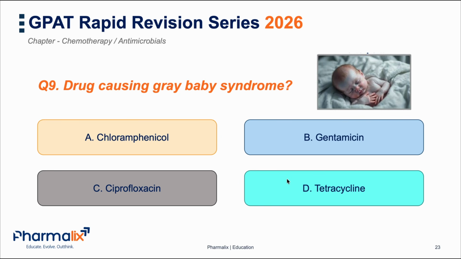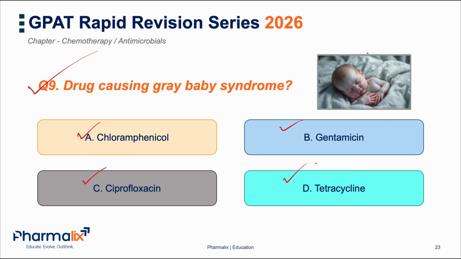So with this, let's move to our 9th question. Which drug is causing grey baby syndrome? And before that, I also want to discuss the kind of drugs we have mentioned in the options, such as chloramphenicol, gentamicin, ciprofloxacin and tetracycline. So these are the drugs.